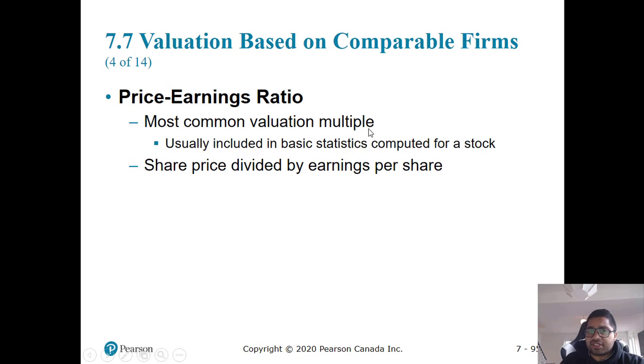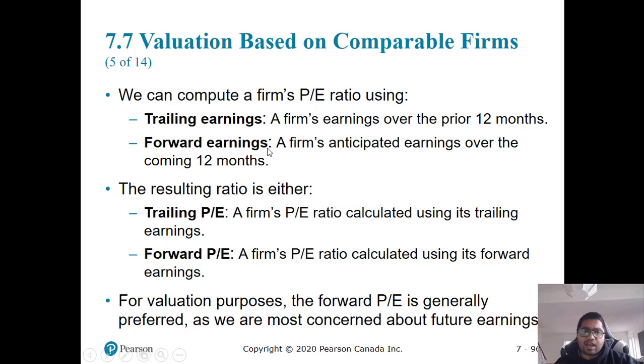It is the most common valuation multiple and usually includes a basic statistic computed for a stock. Share price is divided by earnings per share. So whatever market price is there, you divide it by earnings per share to get this ratio. Now you can use trailing earnings or you can use forward earnings. So how is it calculated? Market price of the stock divided by earnings per share.